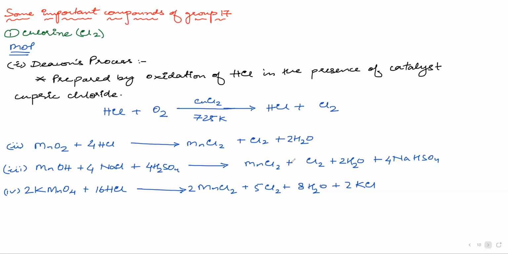Chlorine is prepared by oxidation of HCl in the presence of a catalyst. What is that catalyst? Cupric chloride. Cupric chloride. Yes. Wait a second, please.